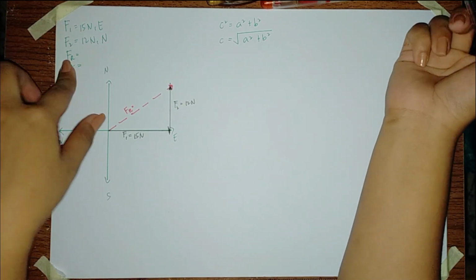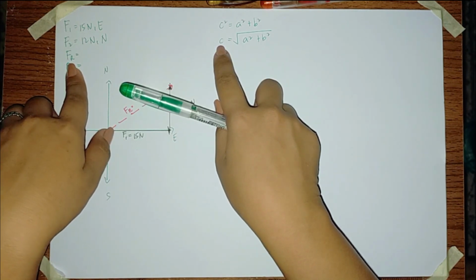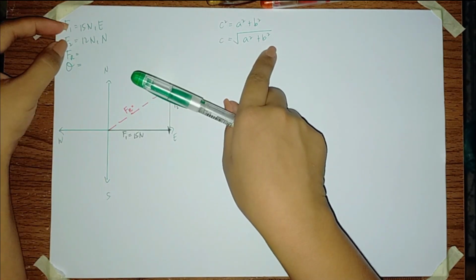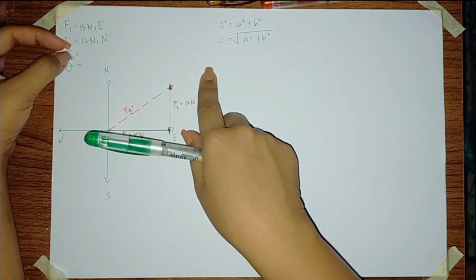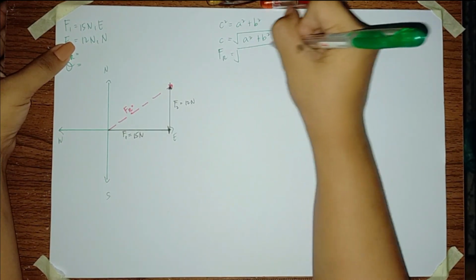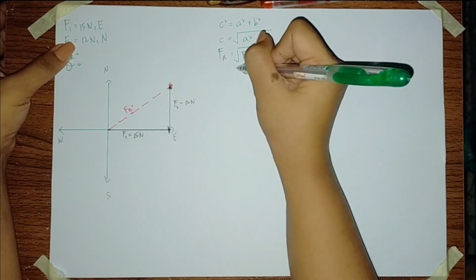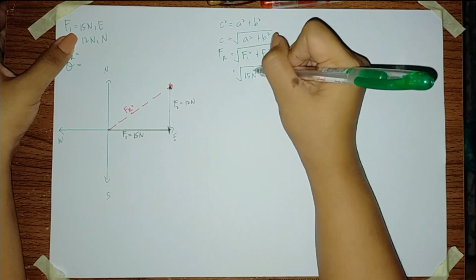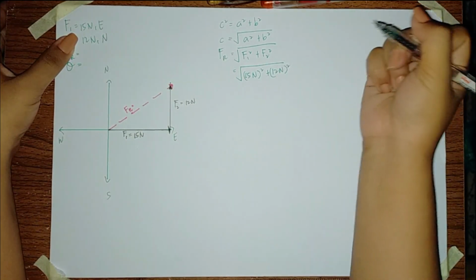So, the F sub r corresponds to c. The a and b are our given vectors. Now, let us use our variables here instead of using a, b, and c. So, we have here F sub r is equal to the square root of F1 squared plus F2 squared. Let's substitute the values. So, we have 15 newtons squared plus 12 newtons squared.